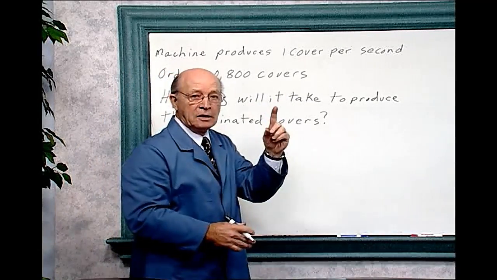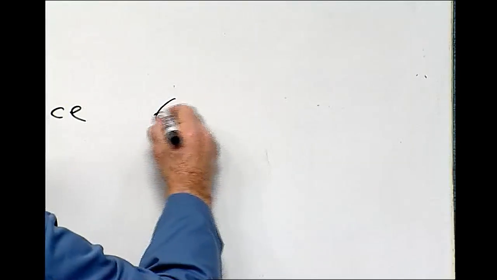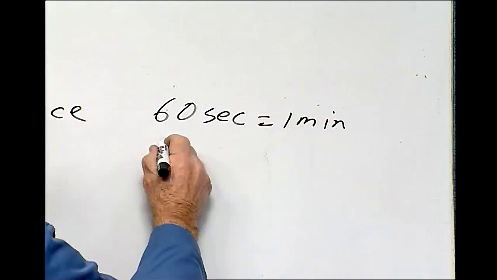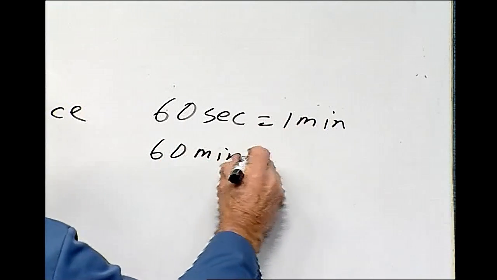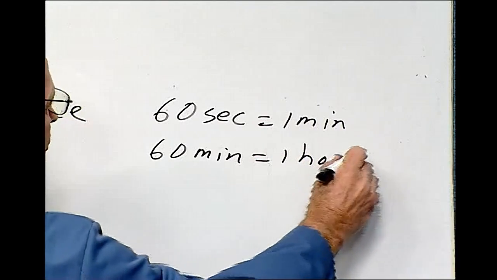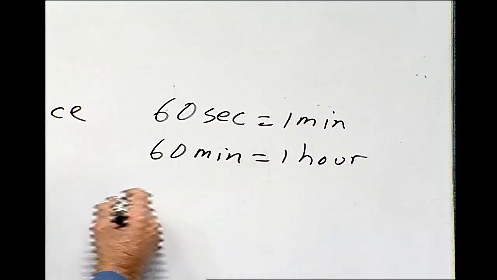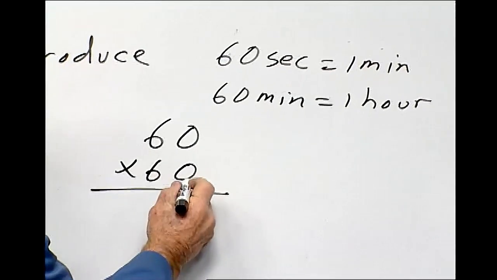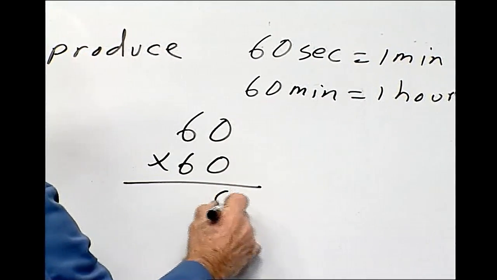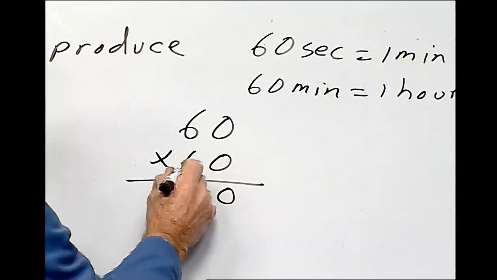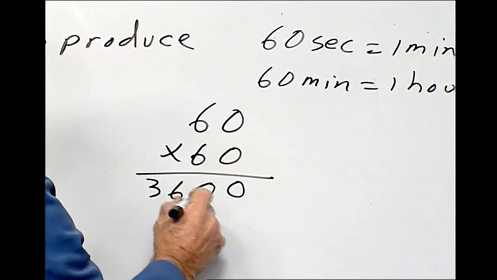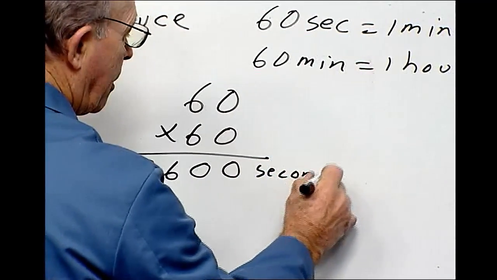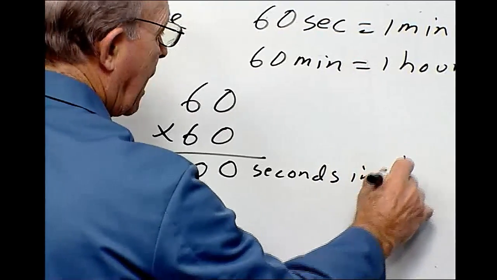So 1 per second, all right? And 60 seconds equals 1 minute, and 60 minutes equals 1 hour. So how many seconds are there in 1 hour? So it's 60 times 60. 0 times 0, we just dropped the 0 down here, 6 times 0 is 0, 6 times 6 is 36, so there's 3,600 seconds in 1 hour.